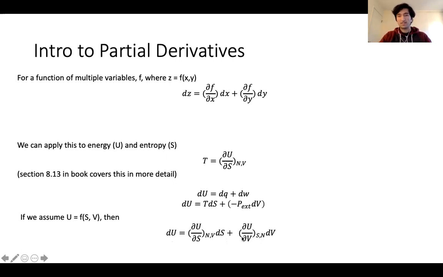So I don't think you'll be asked to recreate whole proofs at this level, but I'm just explaining this so that when you do read a proof, it hopefully makes a little bit more sense.